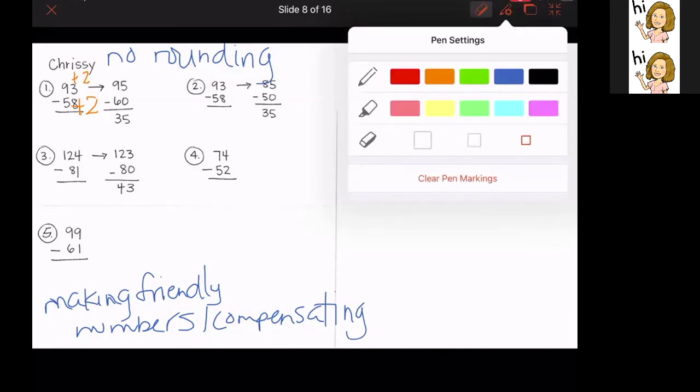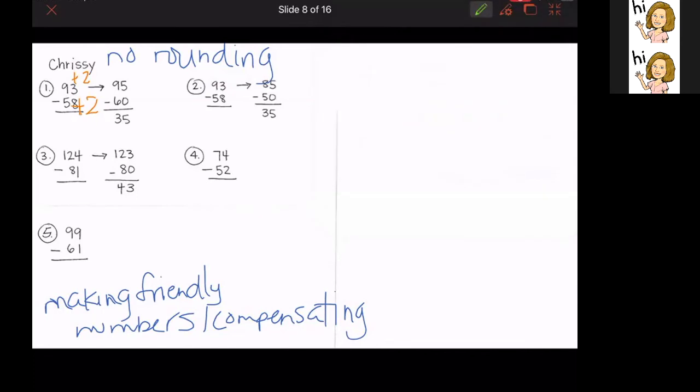And that actually brings me to my next point. What I want you to notice is in Abby's strategy, they focused on making the top number the friendly number. But here, the subtrahend, the bottom number, is the friendly number. So Chrissy's looking at each subtrahend and saying, okay, how do I make that the 0, right? That the multiple of 10, that the friendly number.